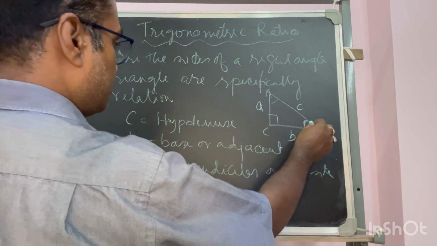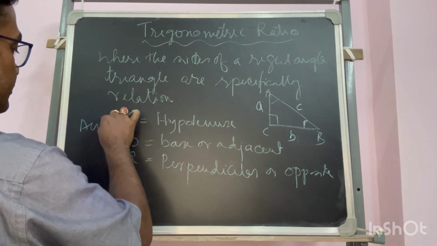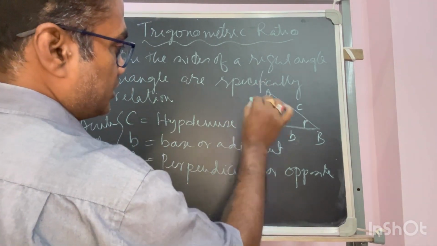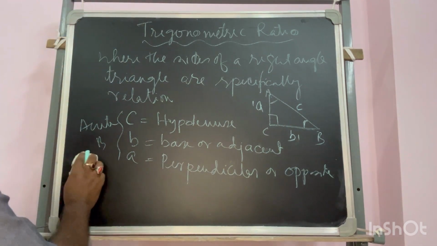So here I am considering acute angle B, but if I take acute angle A, the respective base will be this perpendicular, so that will reverse. Now we talk about the ratios.